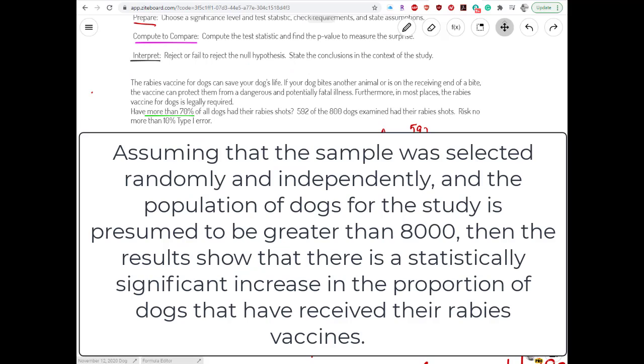The last step is to reject or retain the null hypothesis and to state the conclusion in the context of the study. So for that, we can say that assuming that the sample was selected randomly and independently, and the population of dogs for the study is presumed to be greater than 8,000 dogs, then the results show that there is a statistically significant increase in the proportion of dogs that have received the rabies vaccines.